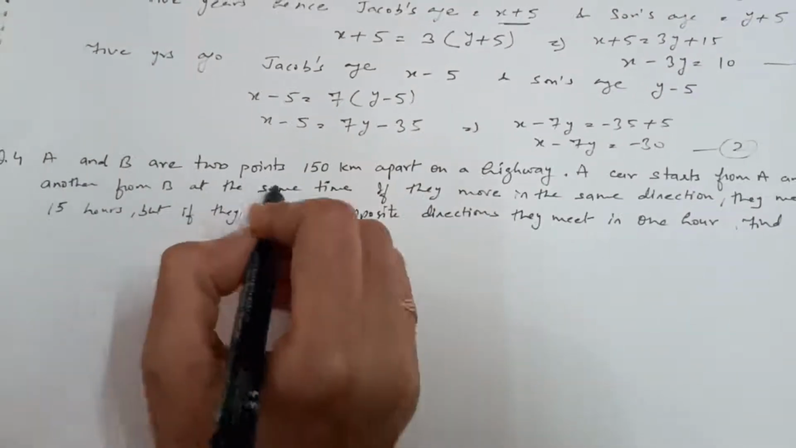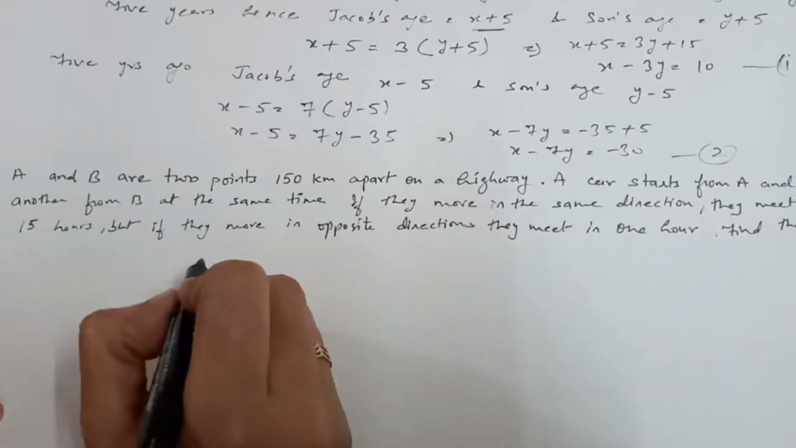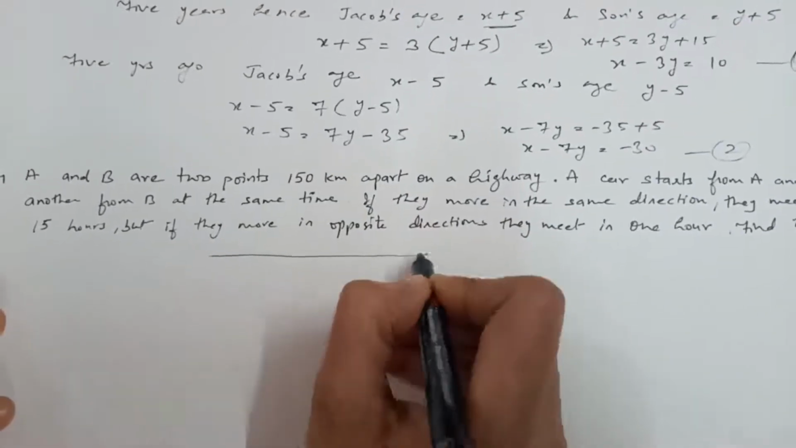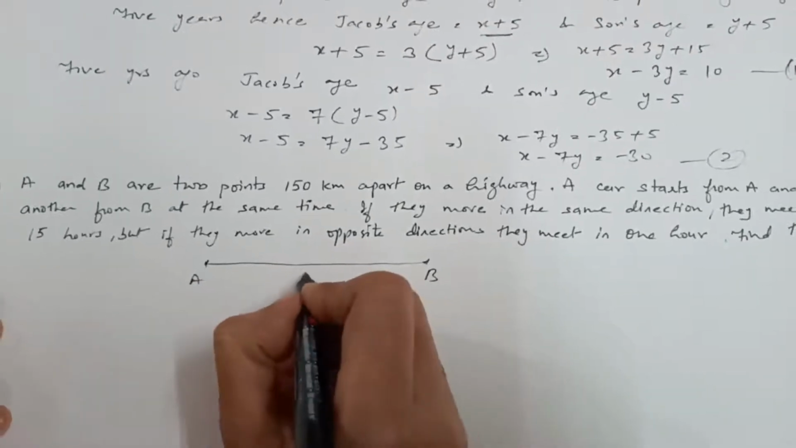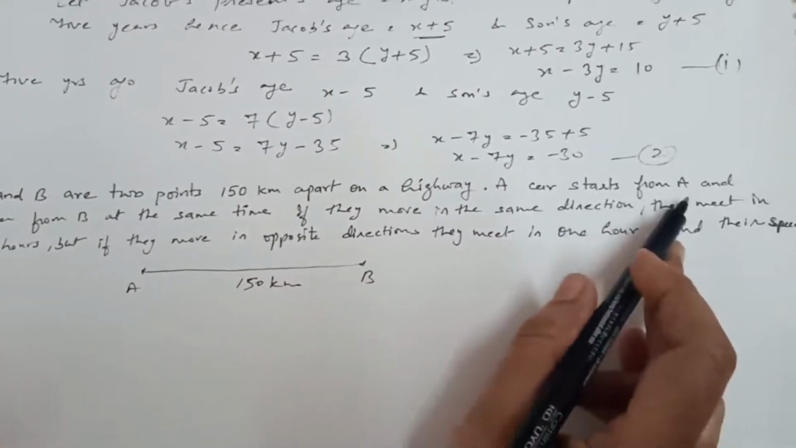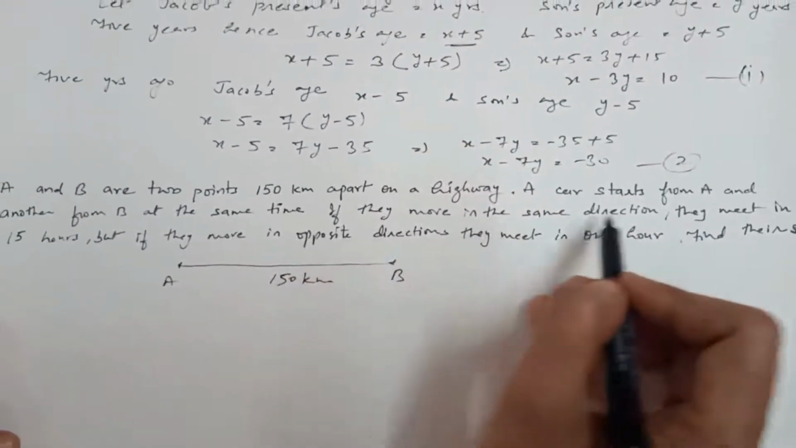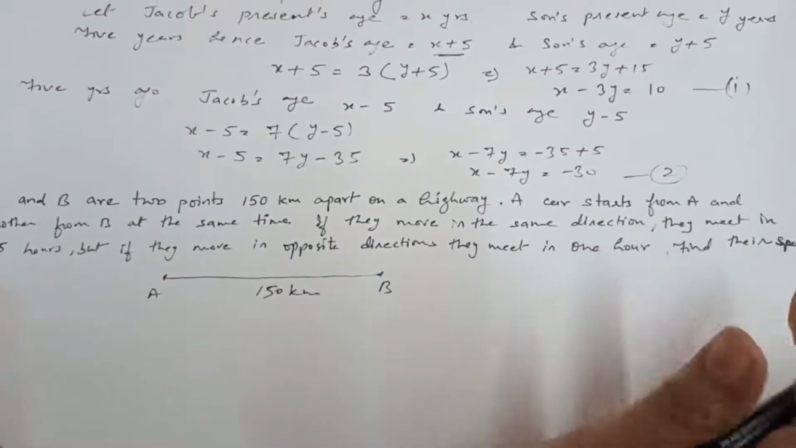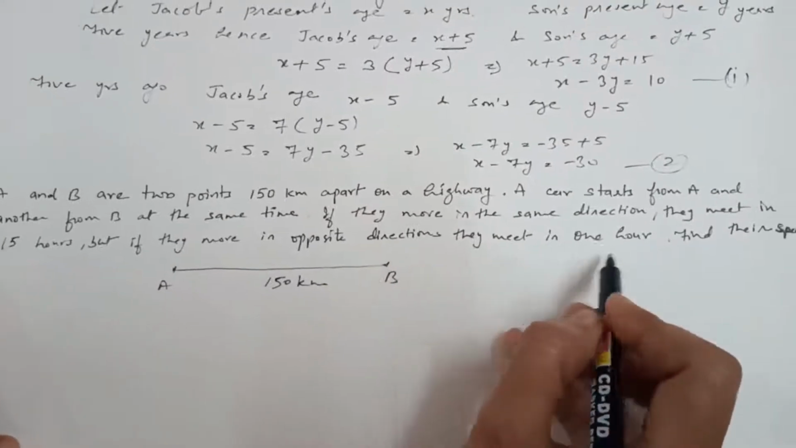A and B are 2 points 150 km apart on a highway. Suppose this is A and this is your B, and the total distance between them is 150 km. A car starts from A and another from B at the same time. If they move in the same direction, they meet in 15 hours. But if they move in opposite directions, they meet in 1 hour.